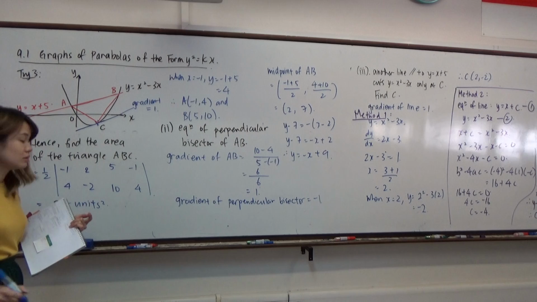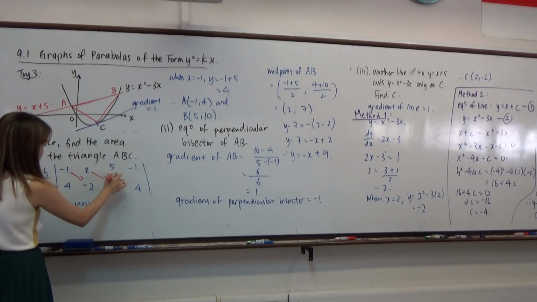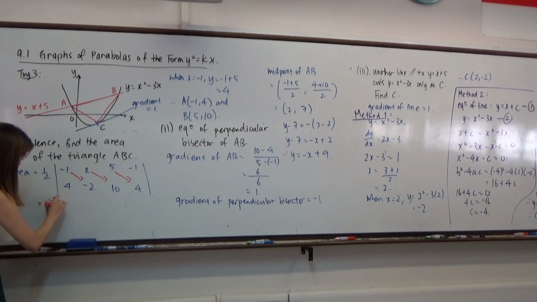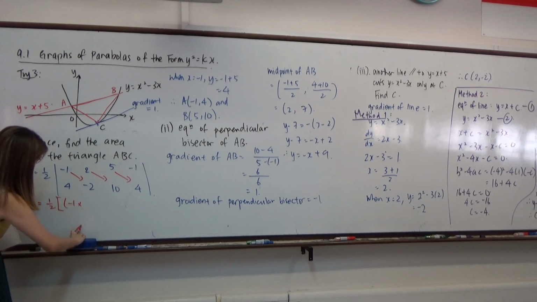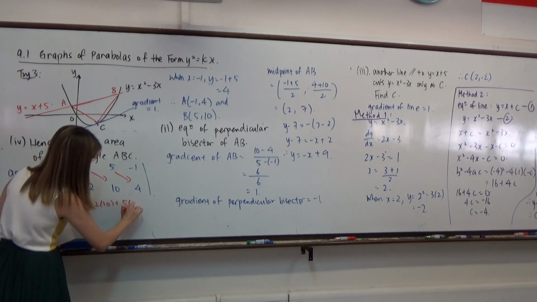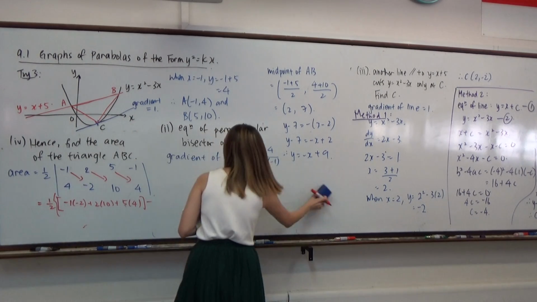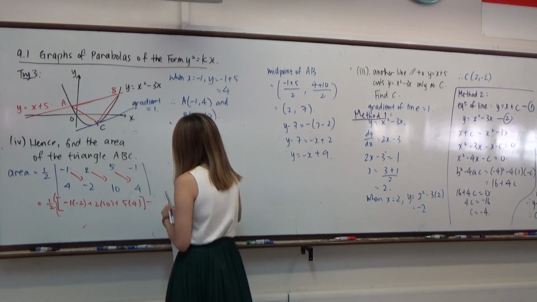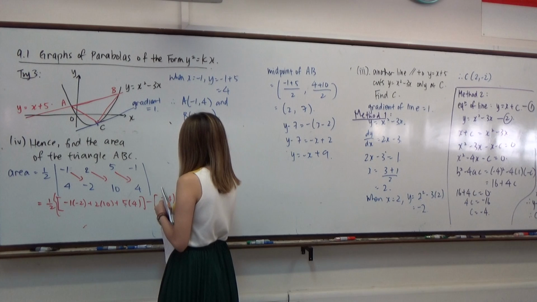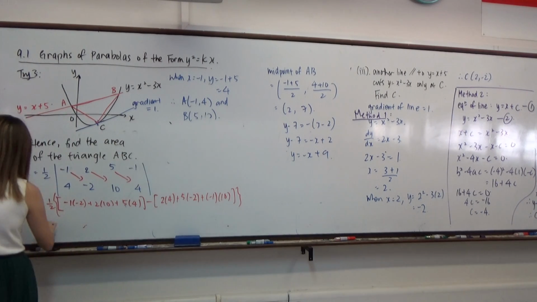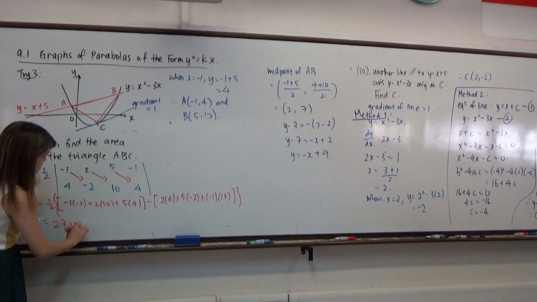Okay, I leave the working to you. You all remember? Okay, -1 times -2 plus 2 times 10 plus 5 times 4, minus away 2 times 4 plus 5 times -2 plus -1 times 10. Okay, and that will give you 27 units squared. Just remember to write units squared.